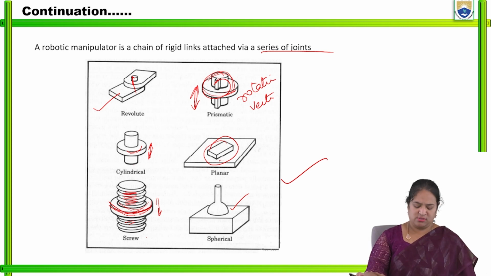Clear? So this is all for today. In today's class, we have seen what the use of kinematics is, what kinematics is, what we mean by forward kinematics and inverse kinematics, what the use of forward and inverse kinematics is, what the different types of robot manipulators are, and how they work. What is the joint coordinate system, and what is the world coordinate system? All that we have studied in today's class.